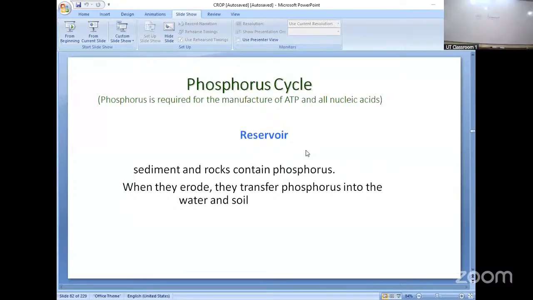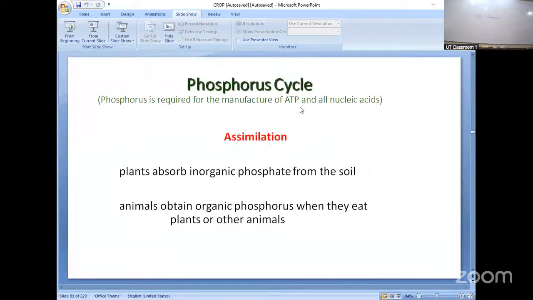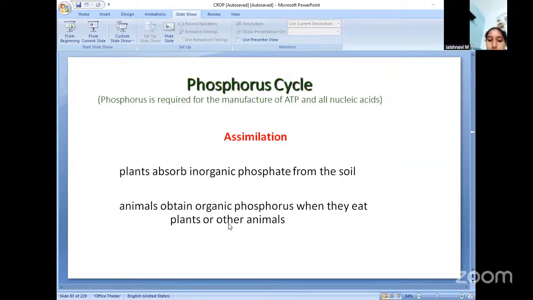Next is the phosphorus cycle. The reservoir for phosphorus is sediment and rock. Reservoir means where we can get this phosphorus: from the rocks, and when they erode, they transfer this phosphorus into water and soil. Then assimilation: plants absorb inorganic phosphate from the soil, right? Animals obtain it when they eat plants or other animals.